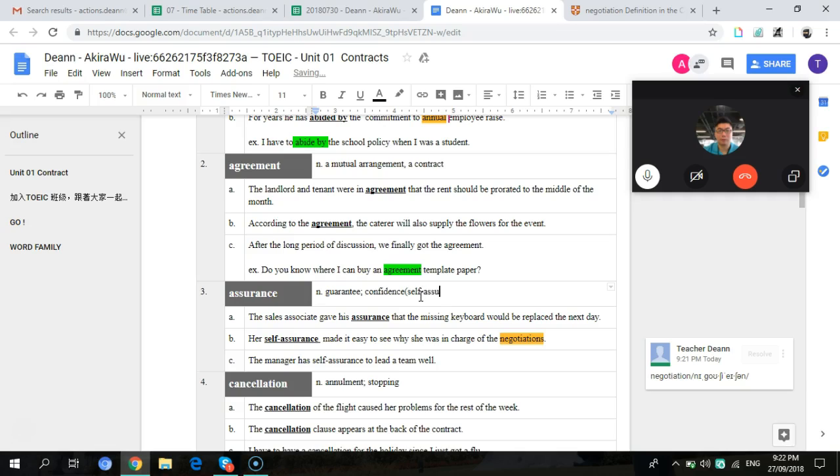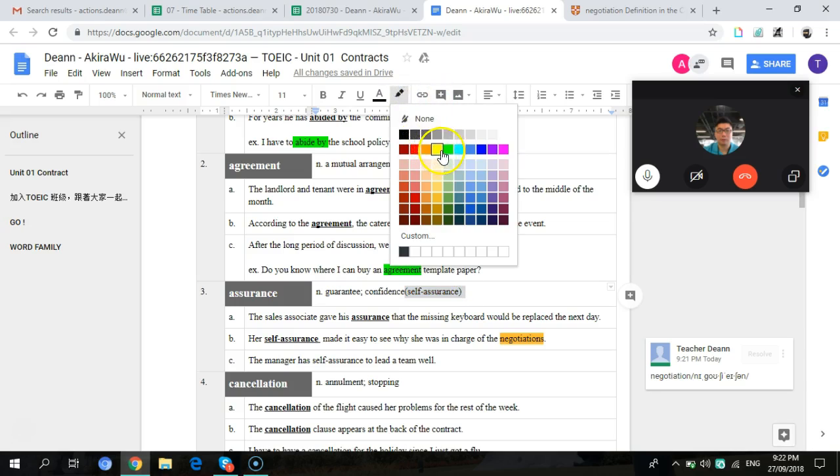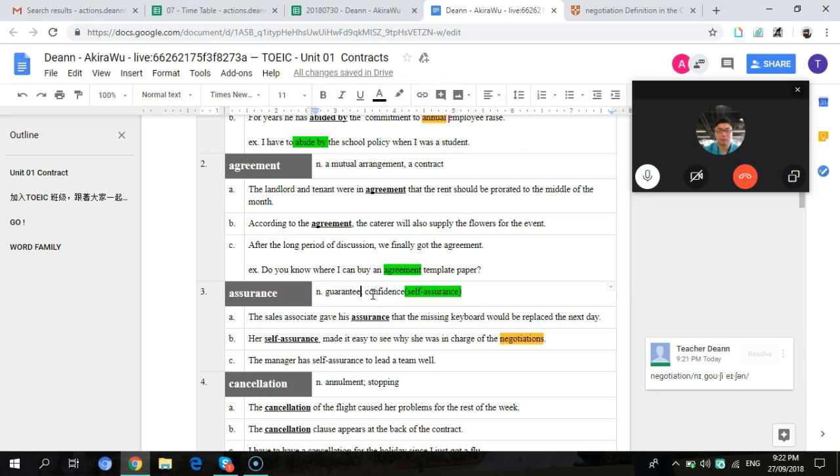That means you are sure of what you are doing, or you're sure about your skills or your abilities. Okay, so that is self-assurance. And you will guarantee, or you are sure that you can do something. For example, for self-assurance, you can say, Akira has self-assurance that can lead him to be a better leader. Okay, so that means you have confidence that could lead you into being a better leader.